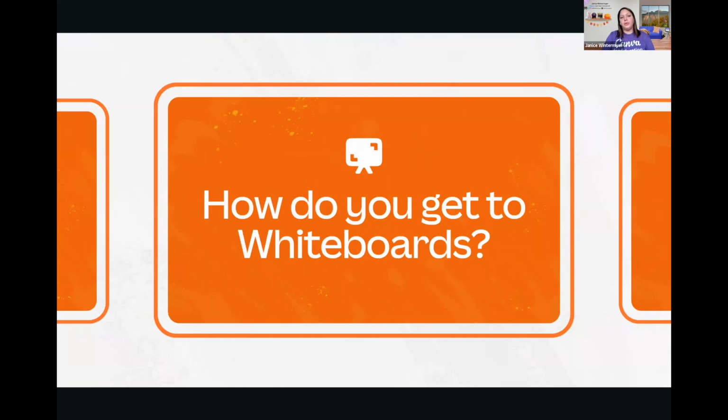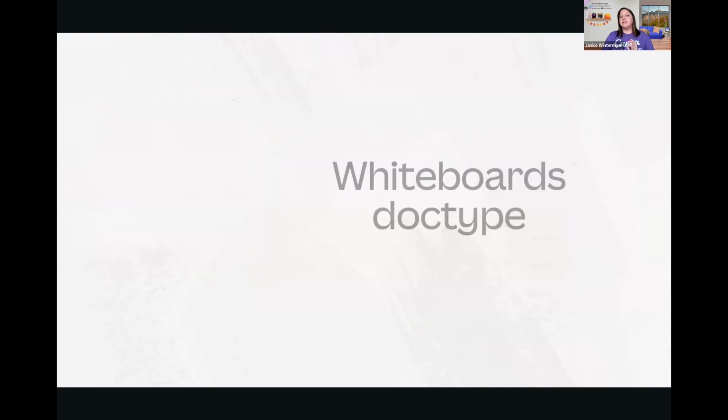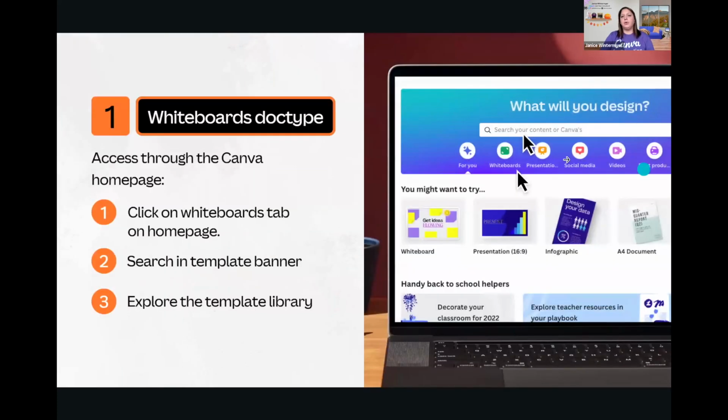So when it comes to whiteboards and Canva whiteboards, there are two main ways to get to those whiteboards. One of them is it's its own design type. For example, when you're on Canva's homepage, there is a whiteboard button in that top row of icons, or you can search using that keyword whiteboard. So whiteboards are their own design type where you can search and find them.